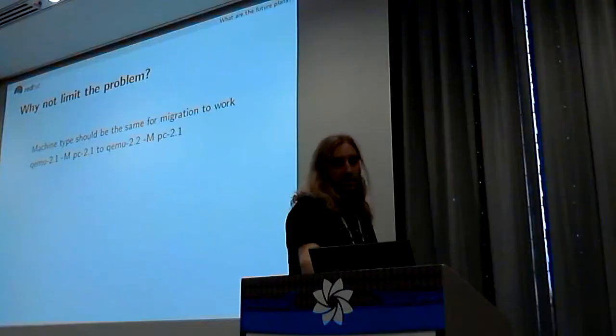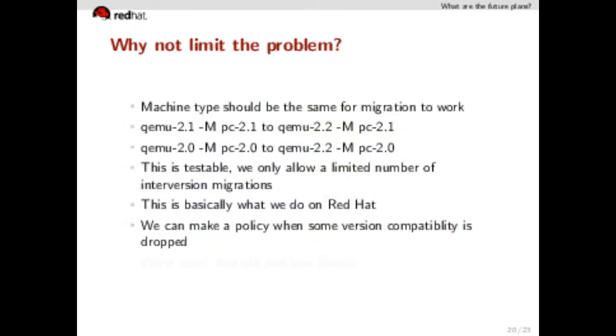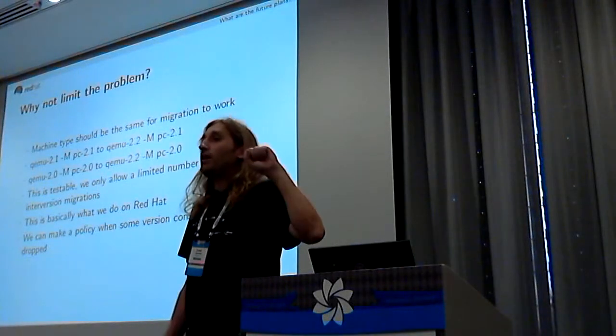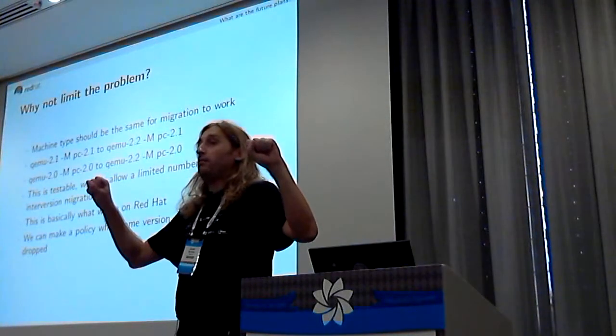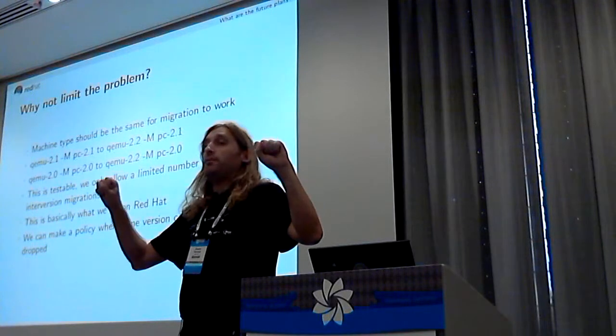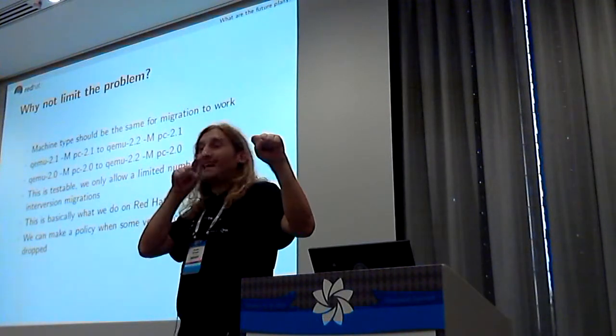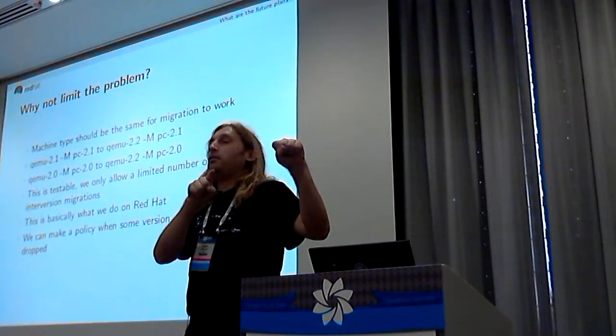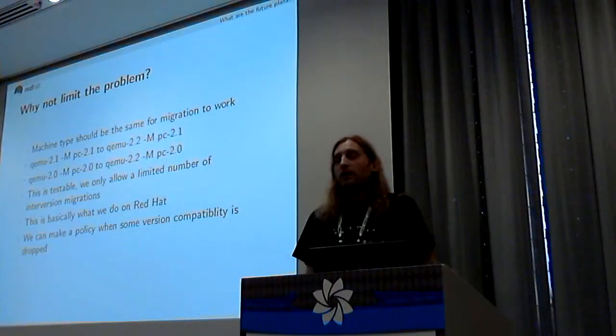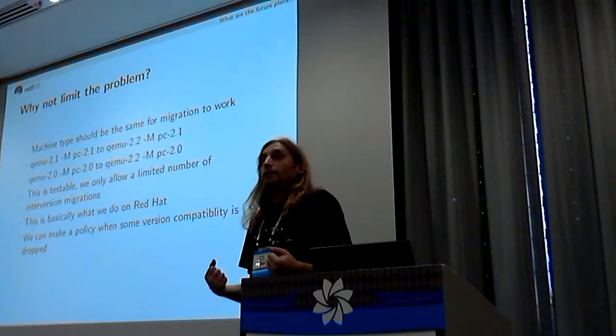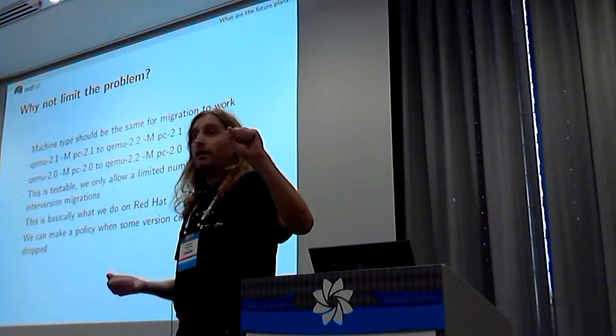And we have some experience here, which is basically what we have done with Red Hat, with RHEL. We only allow migration from the same machine type. QEMU can be a different QEMU binary, QEMU version or whatever, but if we migrate from one to the other, it is with exactly the same machine type. Why is this important? Because we can test. Now we can test if we are really working.